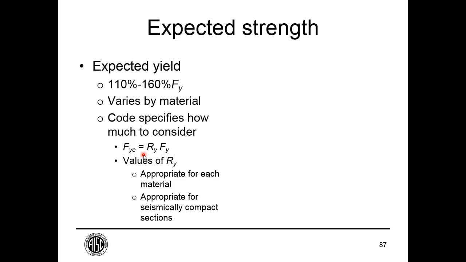So the idea is that this expected yield strength is more or less the true expected value. It's not the upper bound value. But its use in our design equation still produces a reliable design because we're using resistance factors and so on. So the RY factors that we have in the code are appropriate for each material and have been selected based on the members that would be used out of that material. So only the relevant data has been considered.